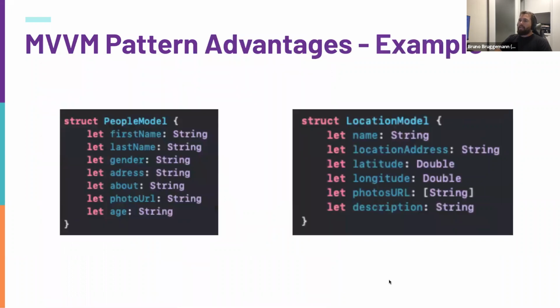So as an example here, let's say that this is the model class for people. Imagine that the view model for people, when it goes to the backend, will receive this information: first name, last name, gender, address, about, photo, age. You see, there is no latitude or longitude. So basically, we're gonna need to get the address and, using geolocation, get the latitude and longitude, because that API does not return that for you. But when you think about the location, you're gonna receive name, location, address, and you receive the latitude and the longitude, so things are a little bit easier.